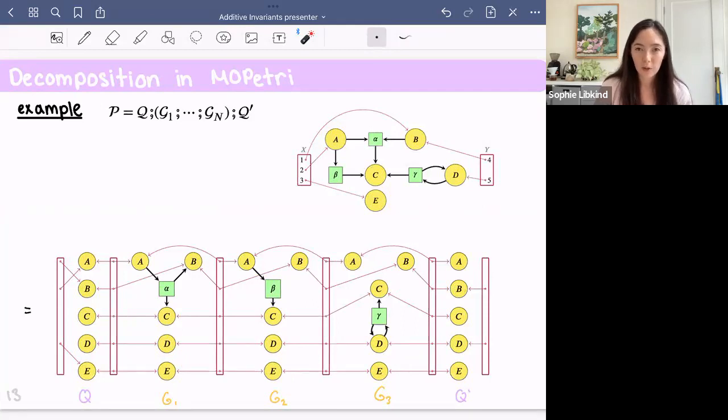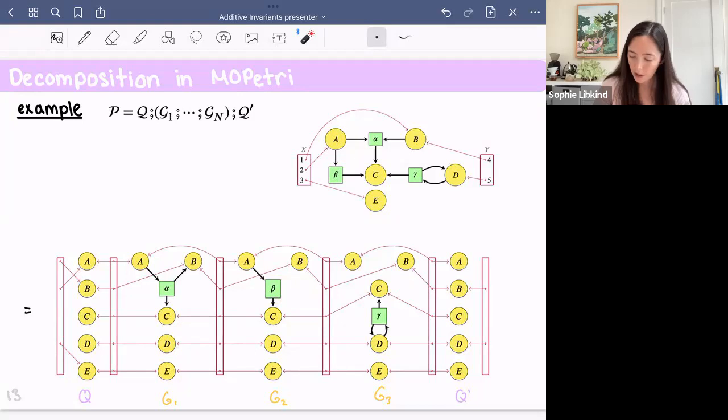So let's start with G1 through G3 here. The idea is G1, G2, and G3 all have the same species as P, so A, B, C, D, and E. And then each one is going to just take one transition and ignore the rest. So G1 has alpha, alpha takes A and B and produces a C. Oops, I think this arrow is going the wrong way, sorry. G2 has beta ignoring the rest, and G3 has gamma ignoring the rest.